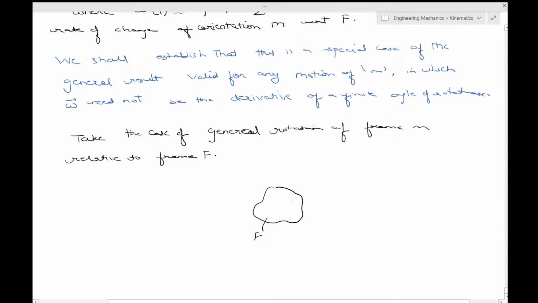That's frame F, with E1, E2, E3. Okay. Then have this frame M at T. There you have e1, e2, e3. This point is B.